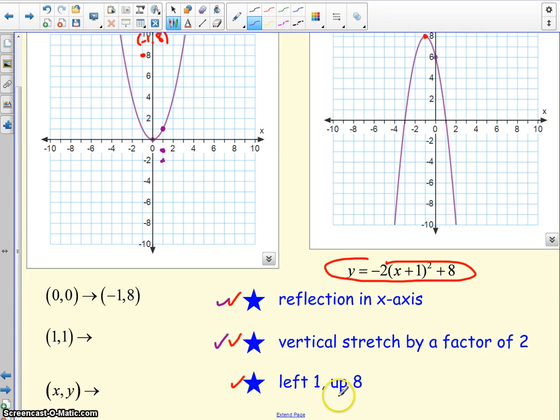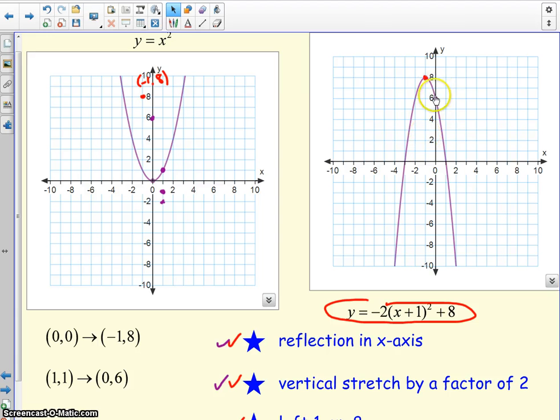And now, last but not least, I'm again going to go from there left 1 and then up 8. So I go left 1, I'm over here on the y-axis at negative 2, and then I go up 8 from there, which puts me up at 6. Okay, so this is telling me that this point that started at 1, 1, after the reflection, the vertical stretch, the left 1, and the up 8, wound up at 0, 6. And again, if you look at the point 0, 6, it exists on our new graph over here.